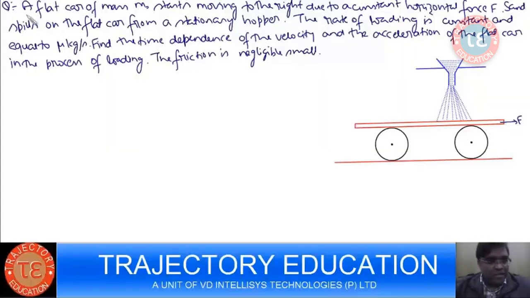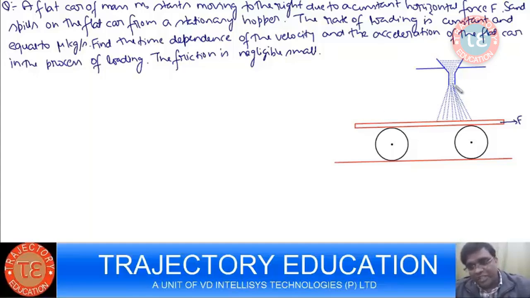See this question. A flat car of mass m0 starts moving to the right due to a constant horizontal force F. Sand spills on the flat car from the stationary hopper. The rate of loading is constant and is equal to mu kg per second. Find the time dependence of velocity and acceleration of the flat car in the process of loading. The friction is negligibly small.